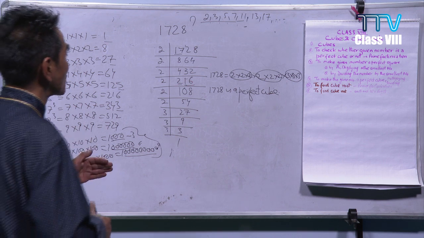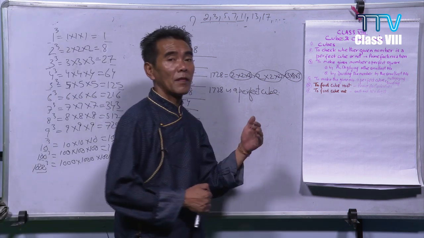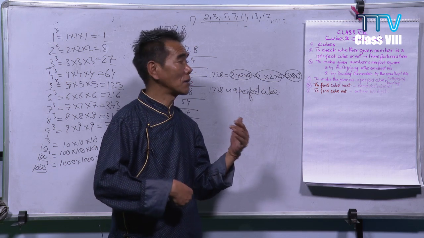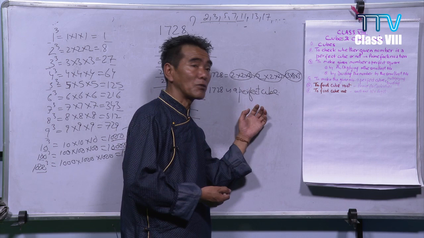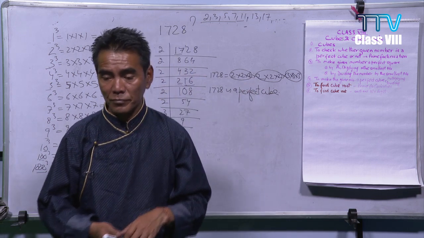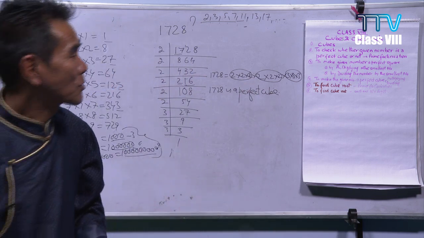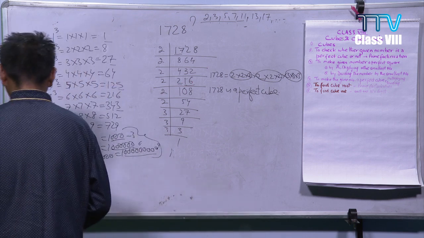It is a perfect cube and not a perfect square, so it can be checked here. Then perfect square, and this is a perfect cube. Okay.